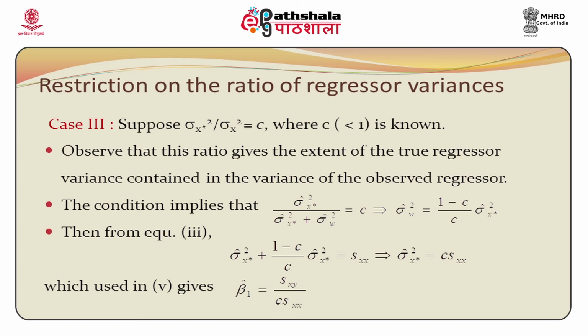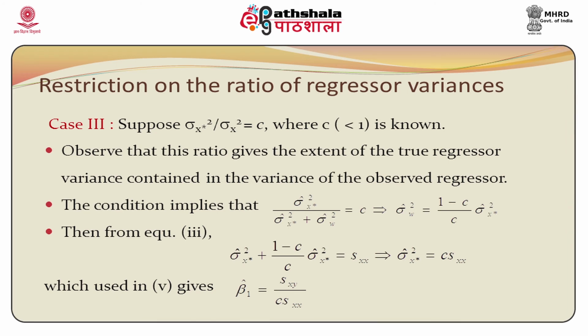Now, let us come back to this. We have sigma w square is equal to (1 minus c) by c sigma x star square. And if we use 3 and substitute sigma w square there, then we have sigma x star square coming out as c times Sxx. And from 4, or in this case rather it comes from 5, beta 1 hat with the sigma x star square already obtained, it comes out to be Sxy by cSxx. So, once we have got beta 1 hat, we can get the other parameters as before, and hence we can get estimates of all the 6 parameters.